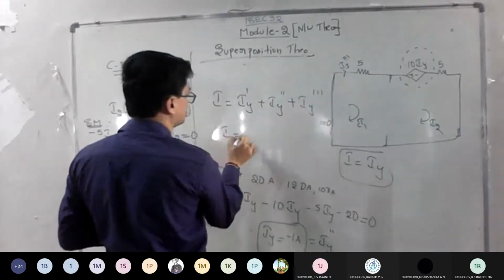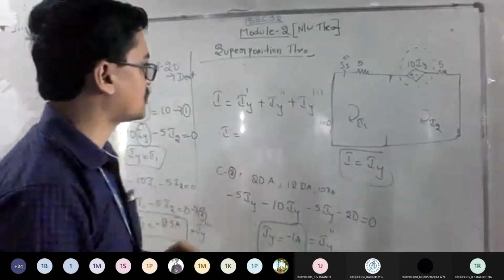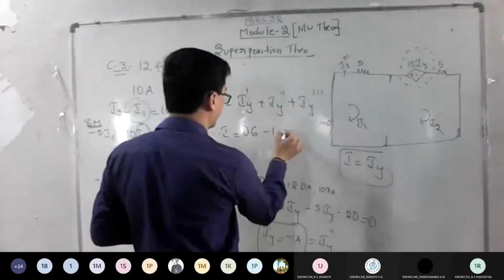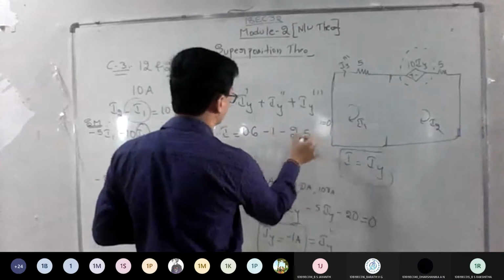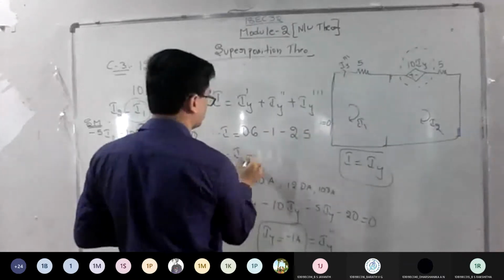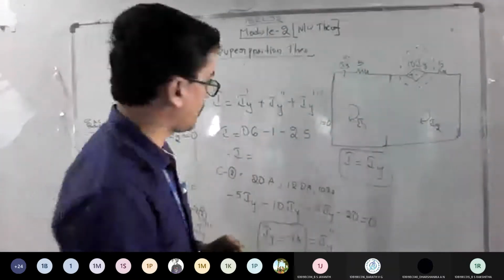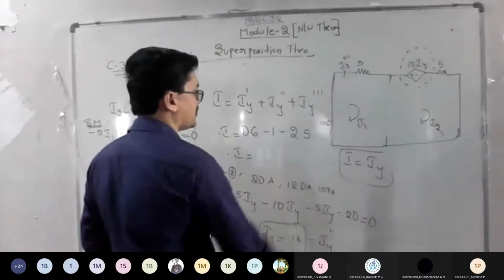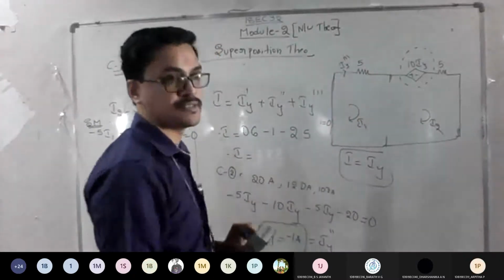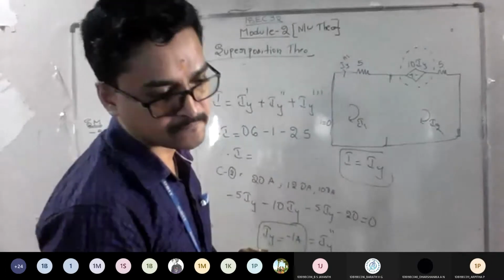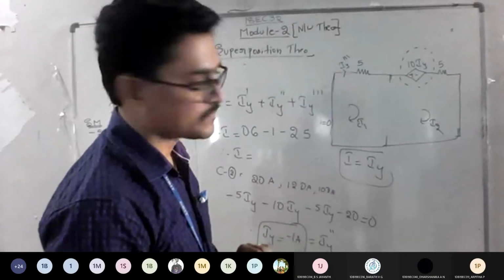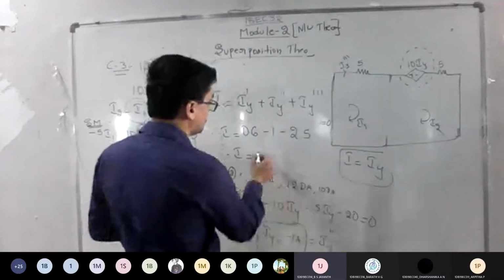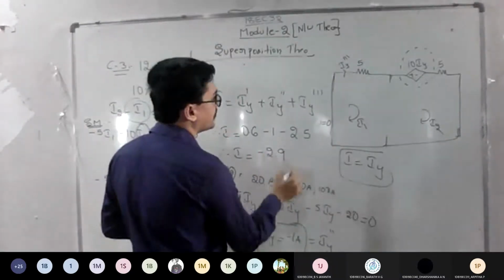So what's the answer? I think you got 0.6, and next you got minus 1, and next you got minus 2.5. How much? Minus 3.5 minus 0.6. Is it 2.9? Yes, sir. So we'll get minus 2.9.